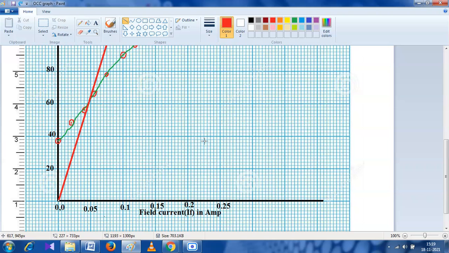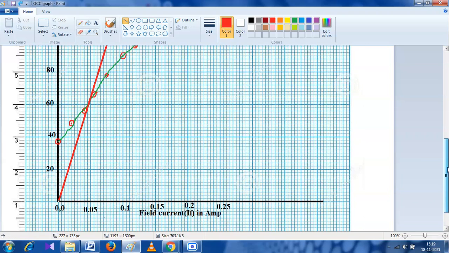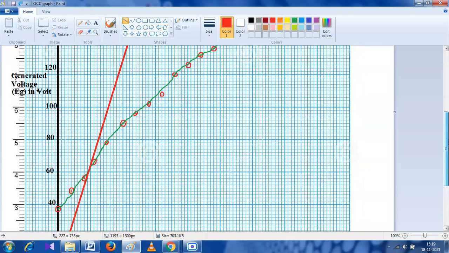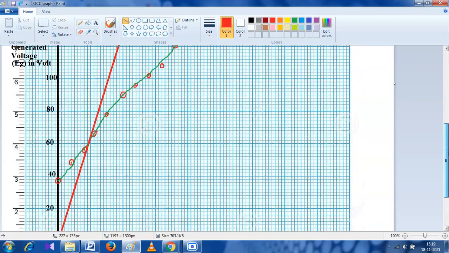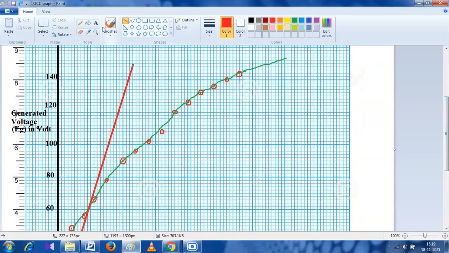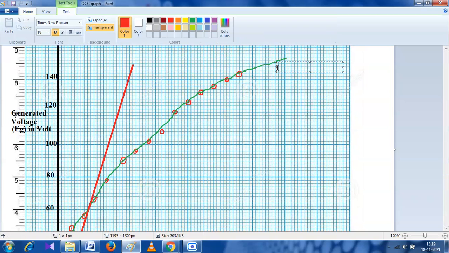The crossing point of OCC and critical resistance, the crossing point of critical resistance and OCC. This curve is OCC. This is the curve of OCC, and this is the curve of RC.